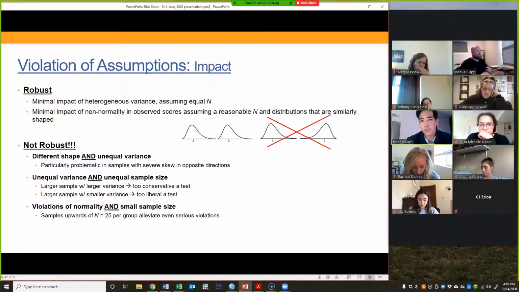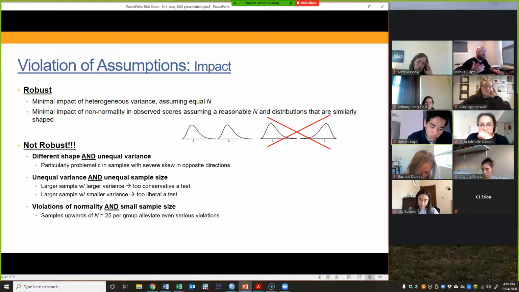If we flip it around, if my larger sample has a noticeably smaller variance, once again, the larger sample is going to be weighted more heavily. That pooled estimate is going to be an underestimate of the actual population variance in my other group. And so I'm going to have too liberal of a test, because if my pooled variance is smaller, it's going to make my standard error smaller. That's going to make my test statistic too big, and then I'm going to have bias going the other way. So when we're coupling unequal samples and unequal variances, we've got some problems here.